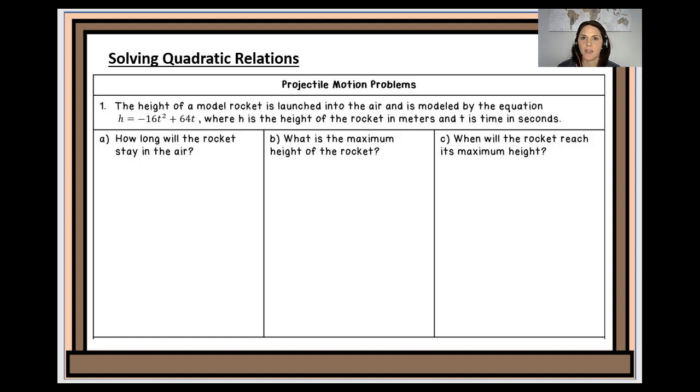So we're going to start by looking at A, how long will the rocket stay in the air? We're basically trying to figure out when it will hit the ground, which means we're looking for the zeros. So we need to factor. If we have h equals negative 16t squared plus 64t, we need to look for a GCF. The GCF that we're going to factor out is negative 16t. So let's go ahead and do that, please.